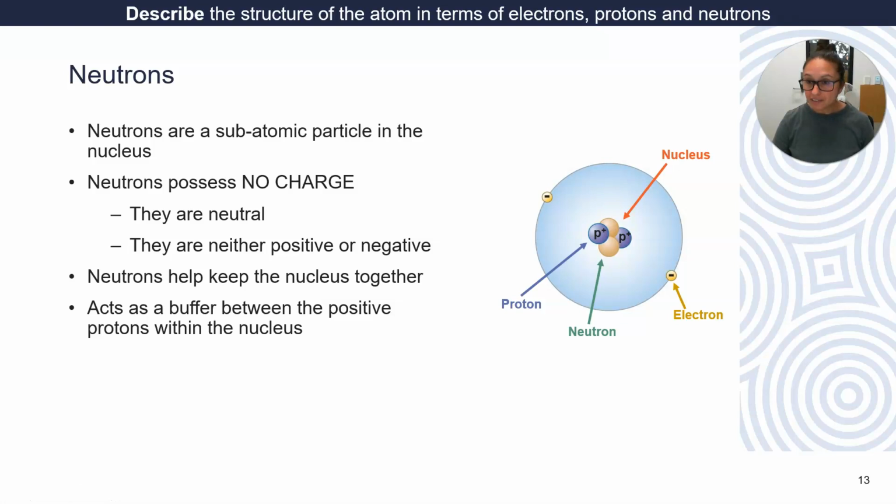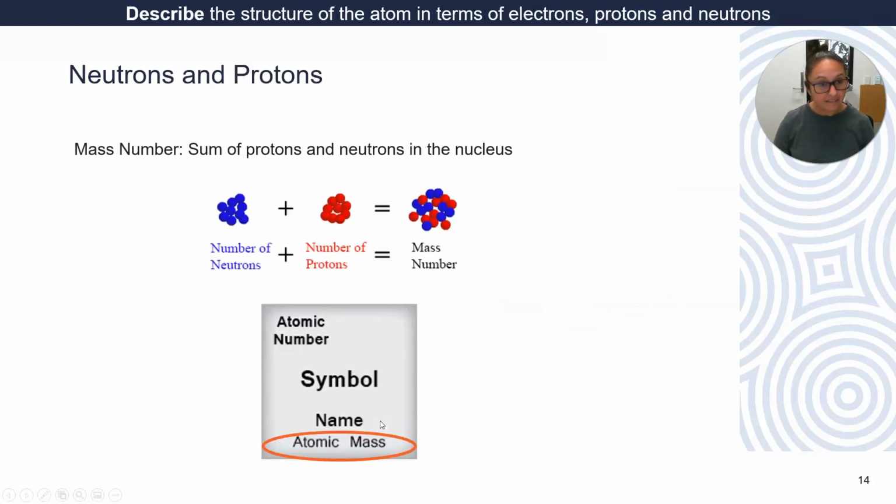What else do we have in our nucleus? Well, we actually have neutrons. Now, neutrons don't have a charge, okay? They are neutral, N for neutral, P for positive. And the neutrons live in the nucleus of the atom. They hang out together.